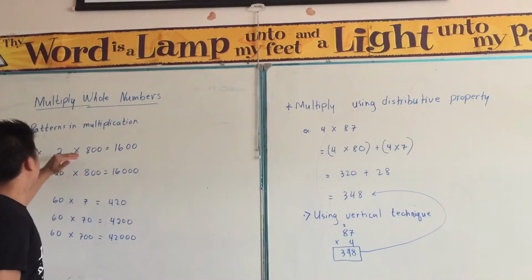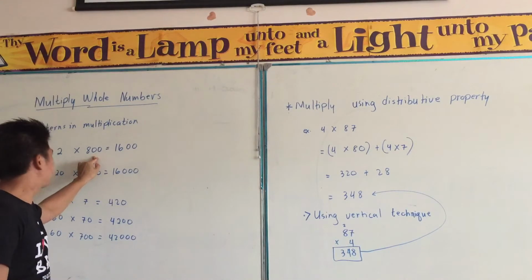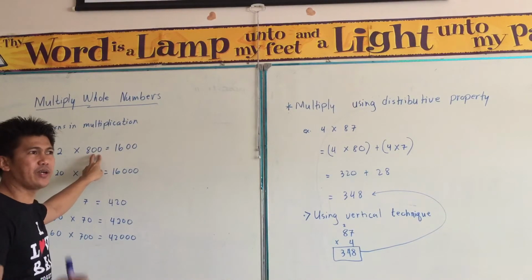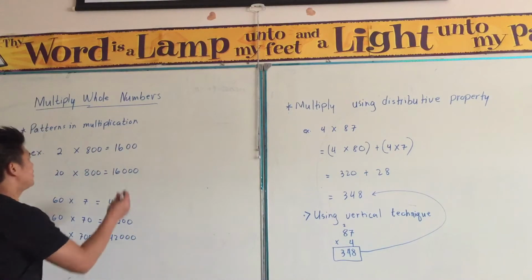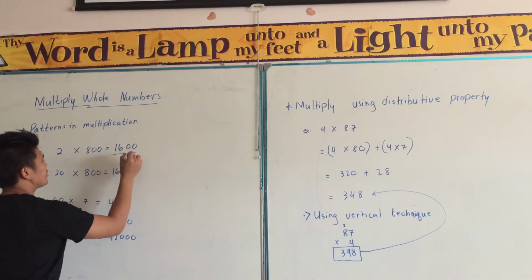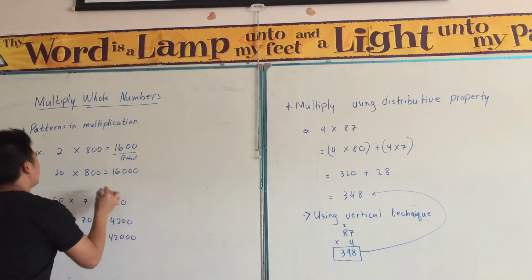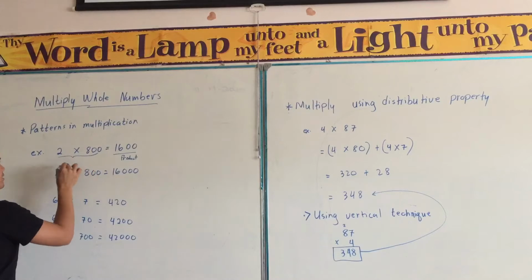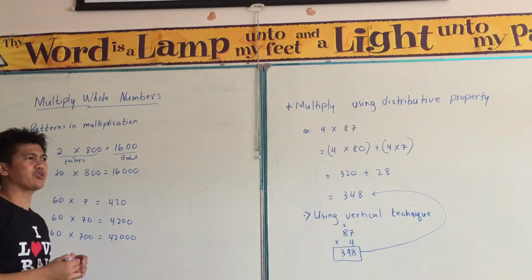So let's say 2 times 800. First you multiply 8 and 2. 2 times 8 is 16. And you just count how many zeros are there. By the way, in multiplication there are parts. This one, the answer part, is called the product. And this one, the numbers that we multiply, these are called factors.